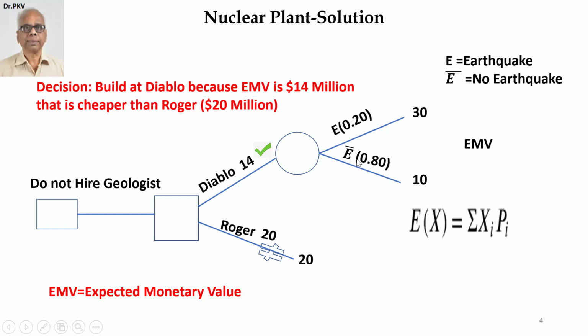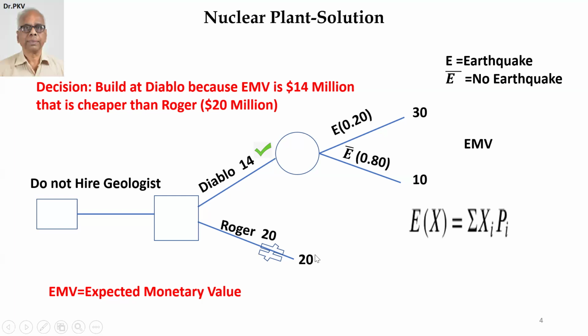And the probability is 80%, in which case there is no earthquake in Diablo, I will only spend 10. Therefore, using the weighted average concept, 0.2 into 30, 0.8 into 10, this is 6 plus 8, 14, the expected cost of building the plant in Diablo. 14 means $14 million. In Roja, there will be no earthquake. I will incur $20 million.